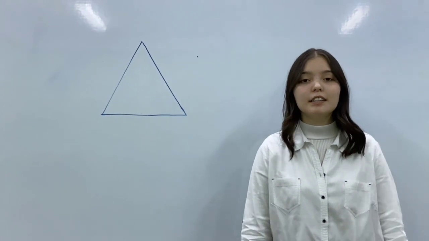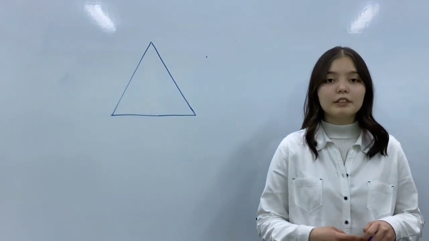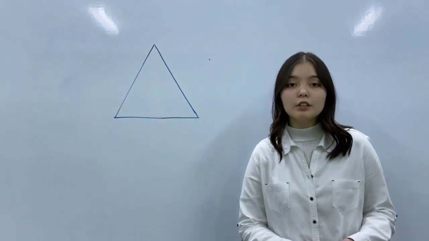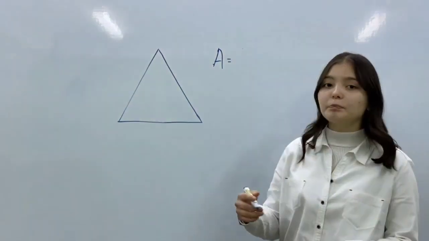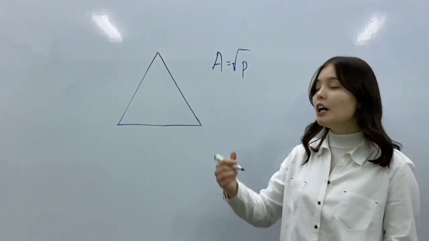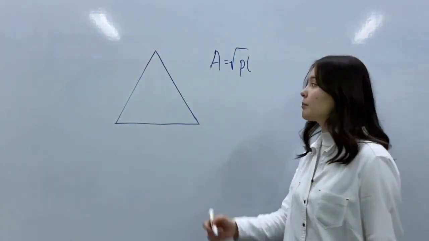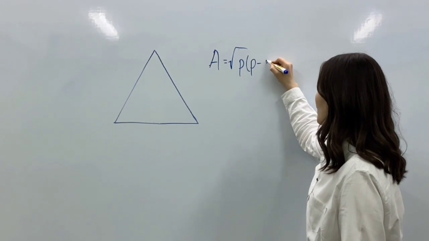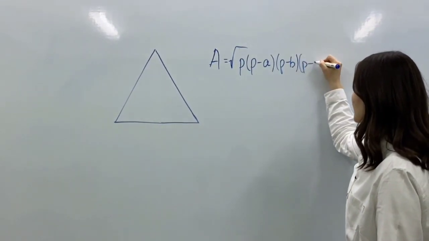So let's find the area of a scalene triangle another way. This way is called Heron's formula. Heron's formula says that the area of a triangle is equal to the square root of the product of the half perimeter with the differences between the half perimeter and every side. It will be half perimeter minus a, half perimeter minus b, and half perimeter minus c.